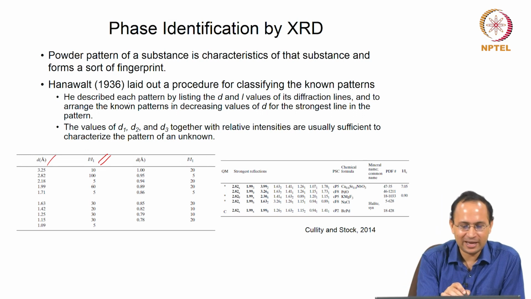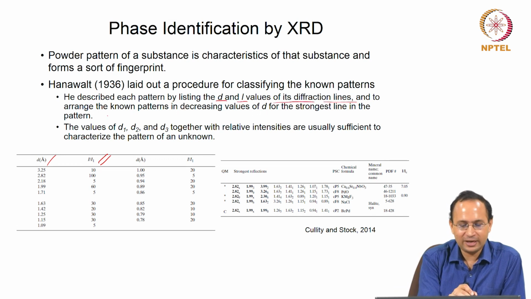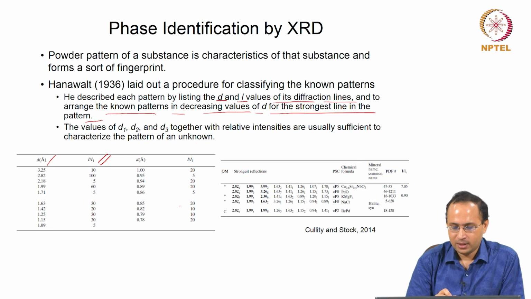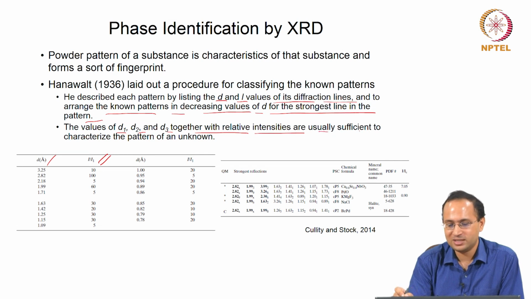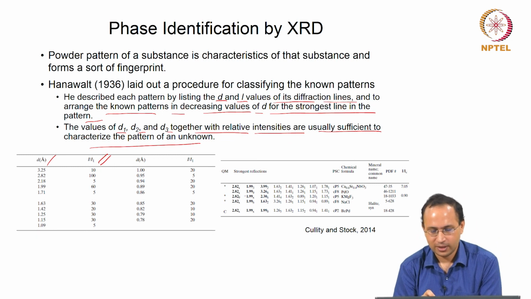What he said was to describe each pattern by listing the d and I values of its diffraction lines, and to arrange the known patterns in decreasing values of d for the strongest line in the pattern. The values of d1, d2, d3, the 3 strongest lines, together with the relative intensities are usually sufficient to characterize the pattern. So see here, this is how you search.